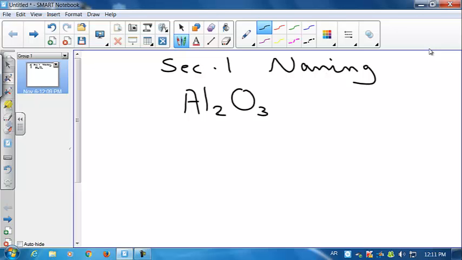If I know the mass number of aluminum multiplied by 2 and the mass number of oxygen, 16, multiplied by 3, and I add them together, I can get the molar mass of the formula.